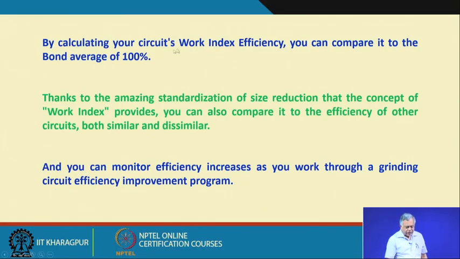By calculating your circuit's work index efficiency, you can compare it to the bond average of 100%. That means the bond average, you can assume, is equivalent to 100%. So now, suppose the same material is broken into 4 parallel circuits. For each circuit, the operating work index efficiency you can calculate based on how many tons of material you are processing per unit per hour, and how much energy is being consumed.